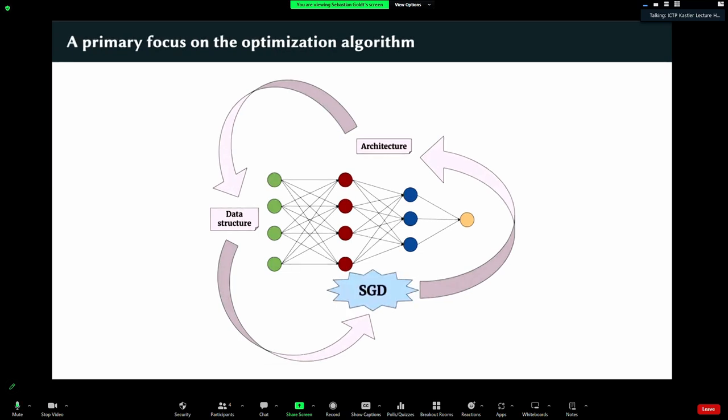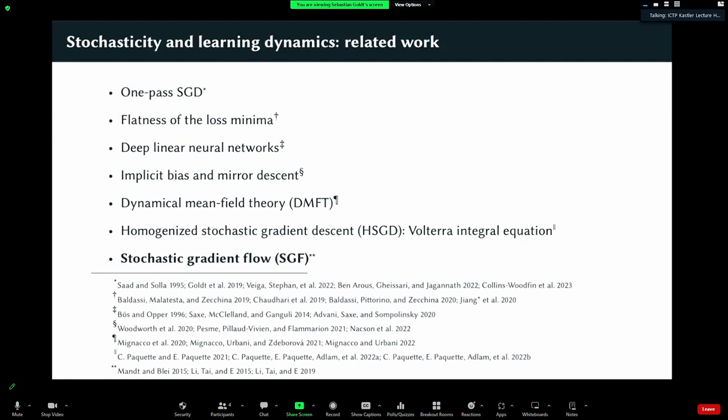In this talk, I will start with the optimization algorithm, more precisely with SGD. The main interest will be to shed some light on the role of stochasticity in the learning dynamics. This is the stochasticity introduced by SGD when you choose one sample or a batch of samples during training. Of course, there are many perspectives on this topic. I'm listing some of them.